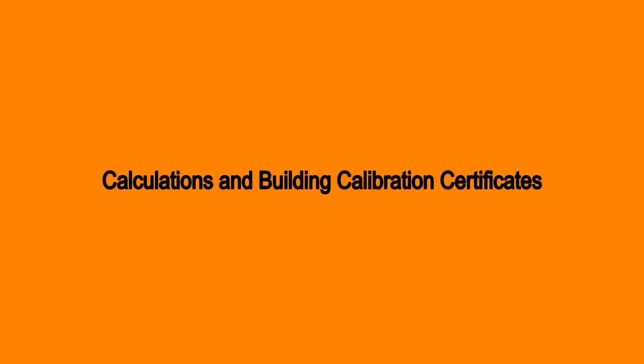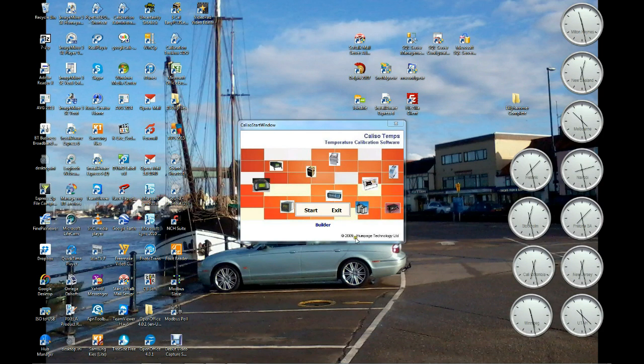So this is it. We've used laboratory interface to acquire our temperature calibration data automatically. We've made our calibration certificate template, and now we're going to use certificate builder to perform calculations and create our calibration certificate. So here we go.